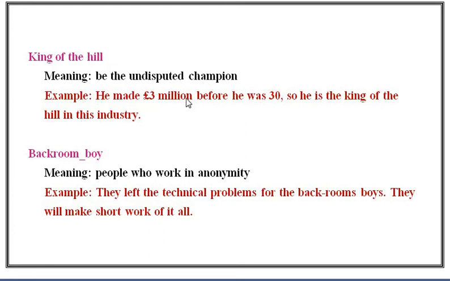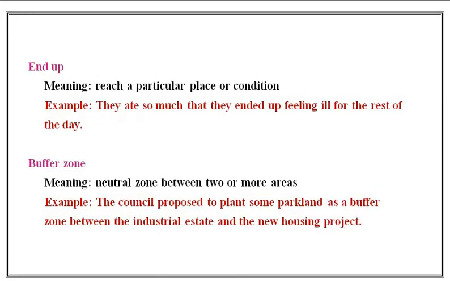Example, he made $3 million before he was 30, so he is the king of the hill in his industry. Backroom boy, meaning people who work in anonymity. Example, they left the technical problems for the backroom boys. They will make short work of it all. Next, end up, meaning reach a particular place or condition. Example, they ate so much that they ended up feeling ill for the rest of the day.